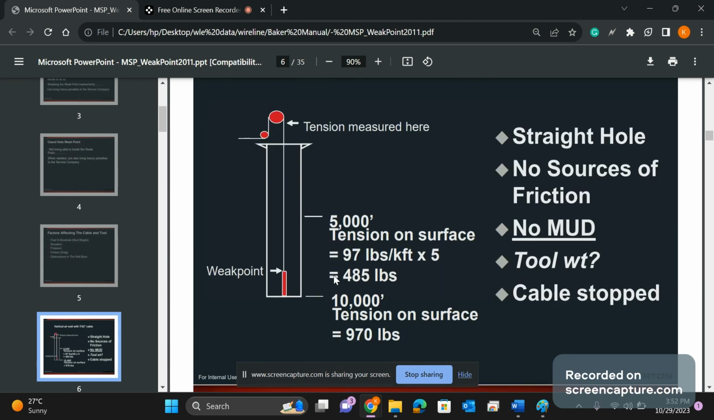This is the same concept that I have explained to you. We have a tension measuring device at this position on the wheel, and the tension varies as a function of length. If we are at 5,000 feet, the tension at this point will be 485 pounds. If we are at the bottom of the well, the tension will be 970 pounds. So the tension varies as a function of depth, and the maximum tension for the cable in this whole system will be at the bottom of the wellbore.